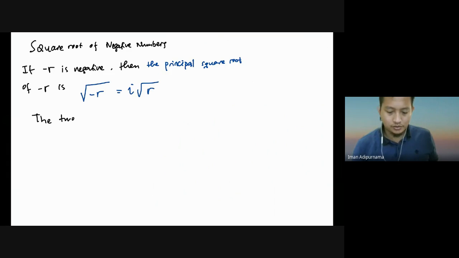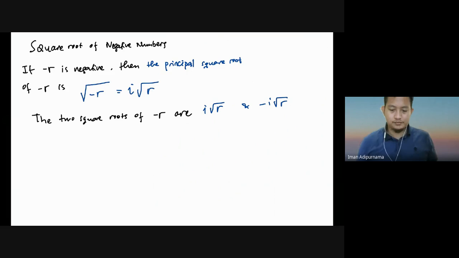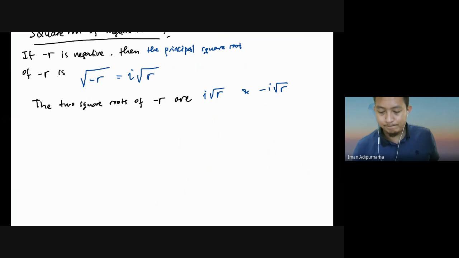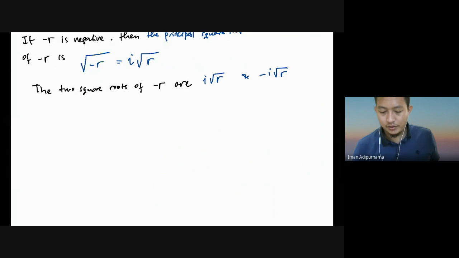the two square roots of negative r, there will be the positive and the negative. I think this is quite simple. For example, if you have negative 16, it's 4i and negative 4i.